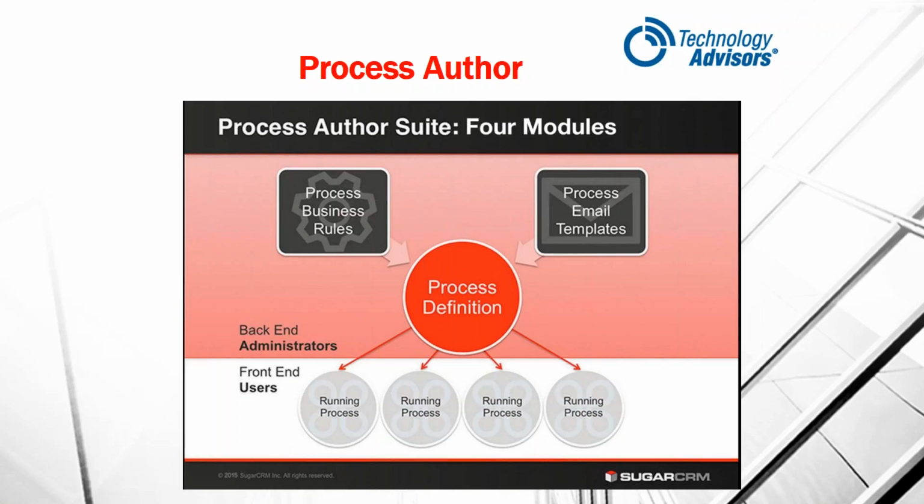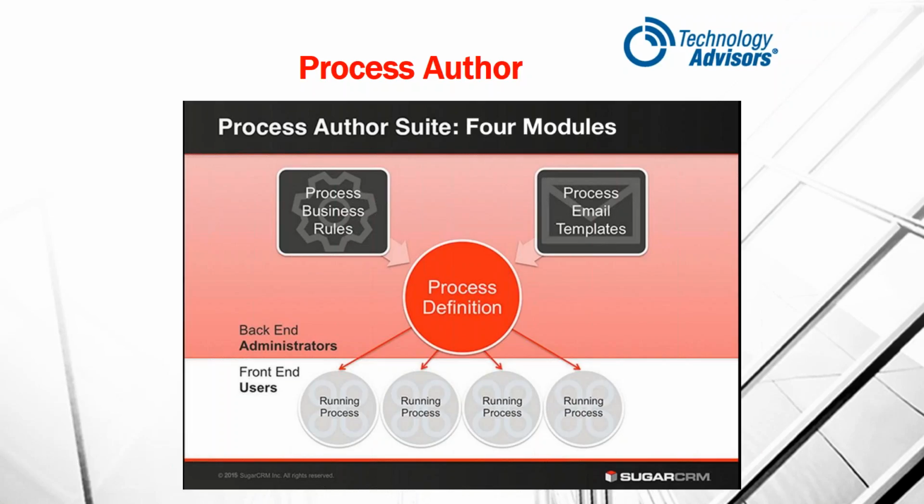Now, those three modules, the process definitions, the process business rules, and the process email templates, are all available only to Sugar administrators. That's why you see them with that red background in this diagram. Processes can be exposed to and require action from Sugar users. And so that's why you see the bottom portion of this diagram saying front-end users may see running processes. And that will depend on how the process is configured and whether it requires user input. And we'll look at examples of that as well.